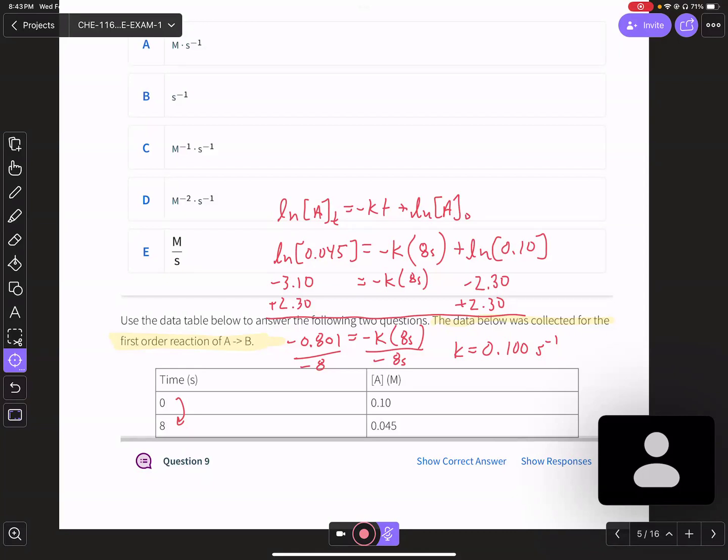Is the audio okay? All right, thank you.